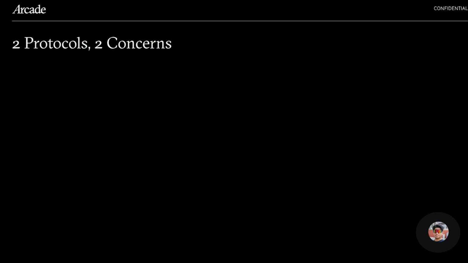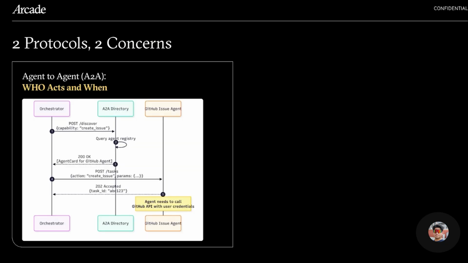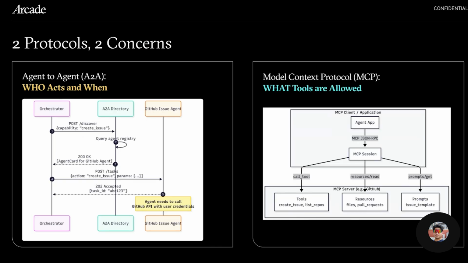So I've talked about MCP, but we also have to think about A to A, so agent to agent. This part of it shows which agent acts and when. A to A is Google's protocol that handles capability discovery, task lifecycle through agent cards, define which agents can perform which tasks and actions and how they're delegated between agents. Now, MCP, on the other hand, is Anthropic's model context protocol, which provides a standardized way to expose tools and data sources and prompts through MCP servers that applications can mount with user context.